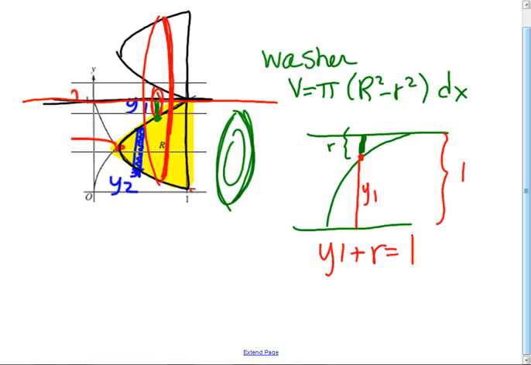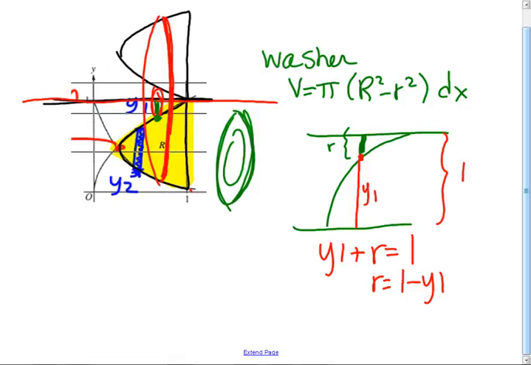Can I solve that equation for r? So what's r equal to? 1 minus y1. The geometry of the problem is going to tell you what to do. Some of you are going to want to say, well, I always subtract. Oh, I don't know. The first example, I didn't do that.